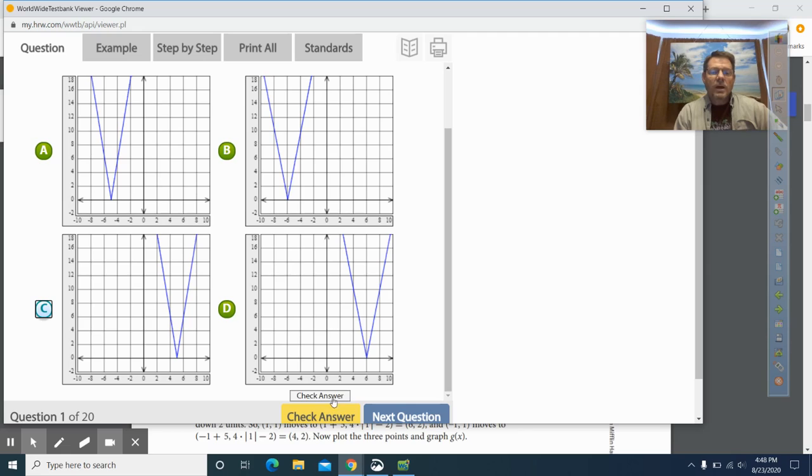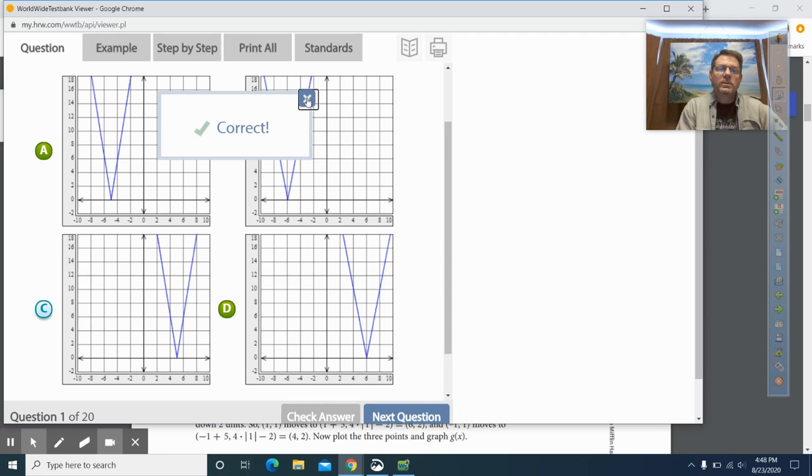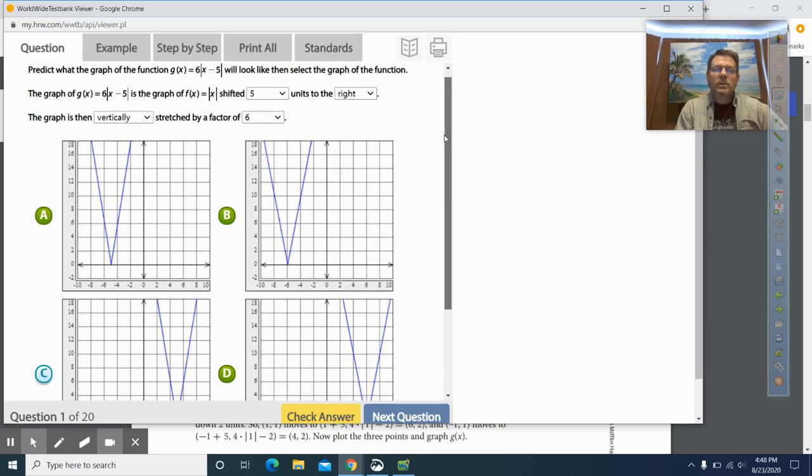Now, because they all have the same shape, sometimes they'll give you two of them that would work, but one has been stretched and one has been compressed, and you've got to pick which one. Okay. And see, we did pretty good. So let's go to the next one here.